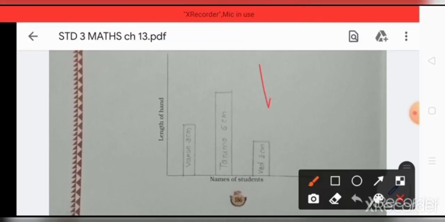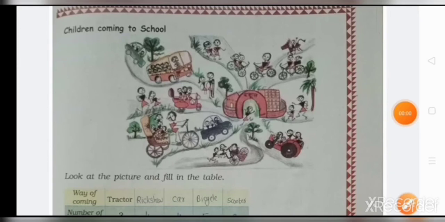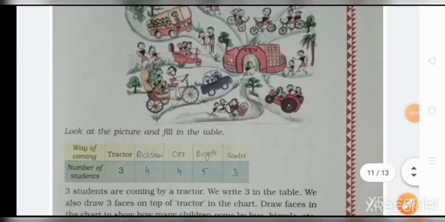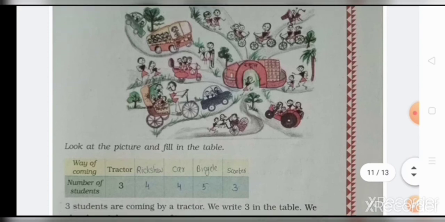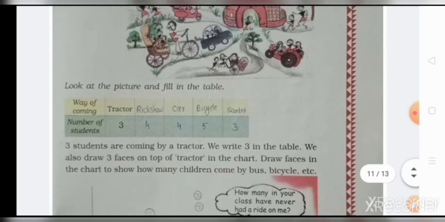This is the worksheet for the student. Children coming to school. Look at the picture and fill in the table. Way of coming: tractor, rickshaw, car, bicycle, scooter. Number of students. How many students are coming by tractor? 3 students are coming by tractor. Rickshaw, 4 students. Car, 4 students. Bicycle, 5 students. Scooter, 3 students.